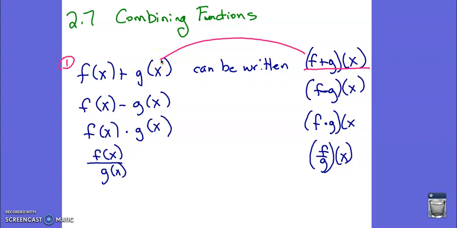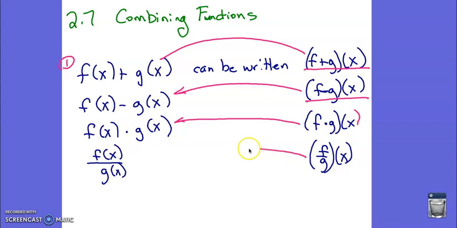And the same thing for subtraction. F minus g of x is the same thing as f of x minus g of x. And the same thing with multiplication. Here we have f times g of x. That means the same thing as f of x times g of x. And f over g of x is the same thing as f of x over g of x. So just be familiar with how to write it. Again, it's going to be written this way, and you need to know that it means this over this direction.